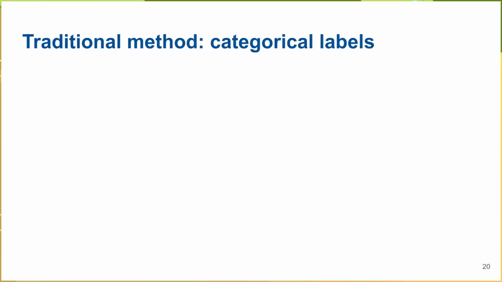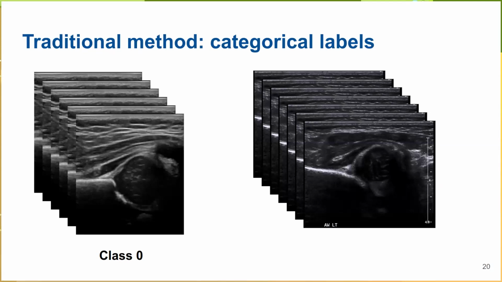Traditionally, what we are going to do is collect a bunch of images, and then one expert is going to tell us all of these images are healthy, are from class 0. And then we are going to repeat the same for images of people who have this condition, hip dysplasia. And then we are going to label them class 1.